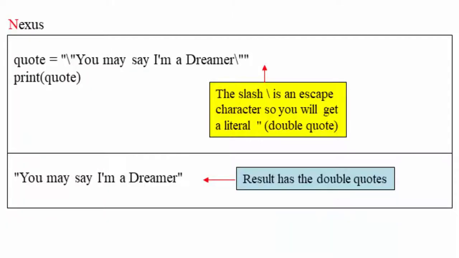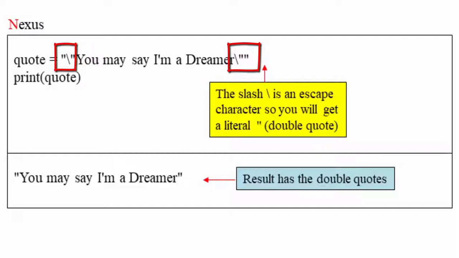Sometimes you're going to create a variable and you're going to want double quotes. It's so easy. Here's how it's done. Here I say quote equals double quotes, / double quote. You may say, I'm a dreamer, / double quotes, double quotes. The first and the last double quotes are how I'm defining the variable quote.